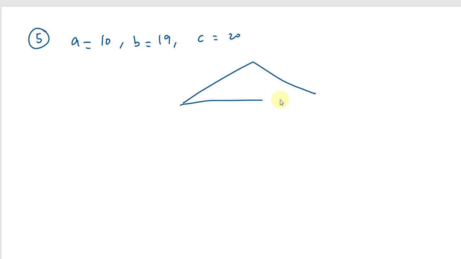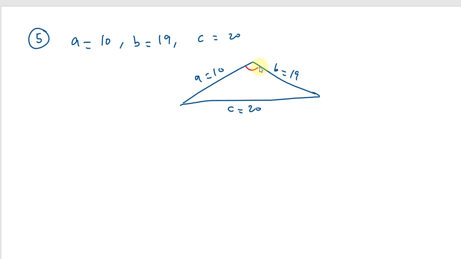In this question we have a equals 10, b equals 19, and c equals 20. So in this case, we are given all the lengths of the triangle. Let me just draw the triangle. This could be a to be 10. Let's call b to be 19. This is not a good scale, but you can imagine the triangle should be something like this.